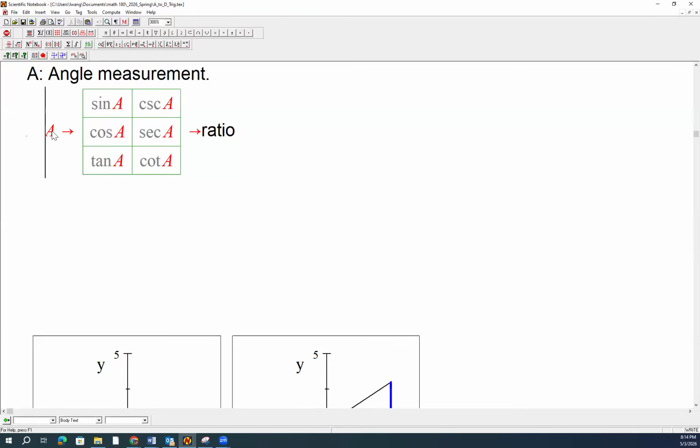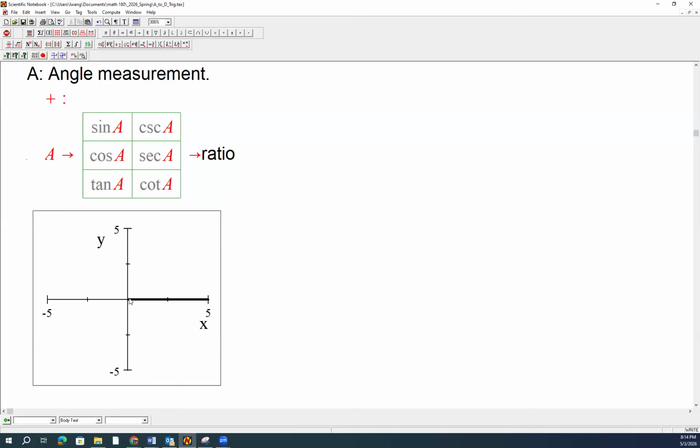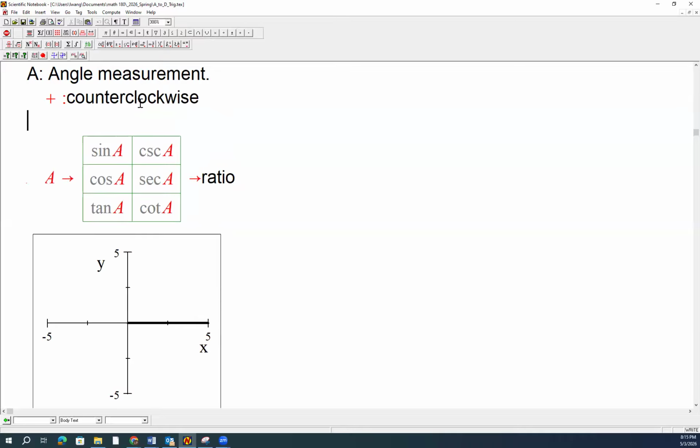Okay, so how is this angle measured? If the angle is positive, we measure the angle from a very specific position. This is the place we start to measure angles. If we measure counterclockwise, that's called a positive angle. So positive angles are measured counterclockwise. And the negative angle is measured clockwise.